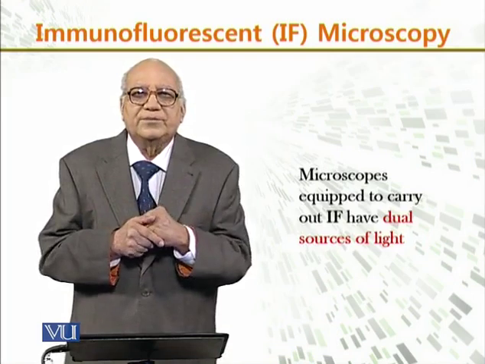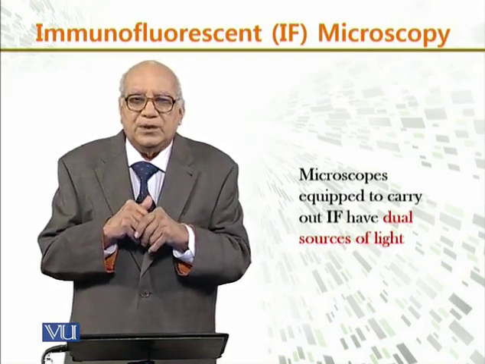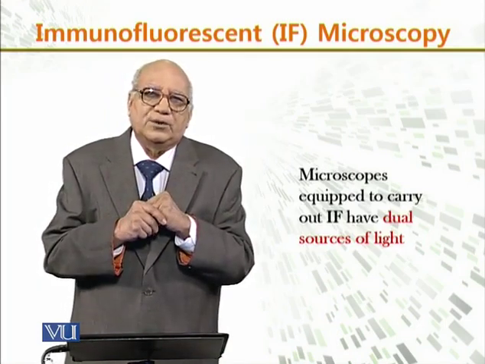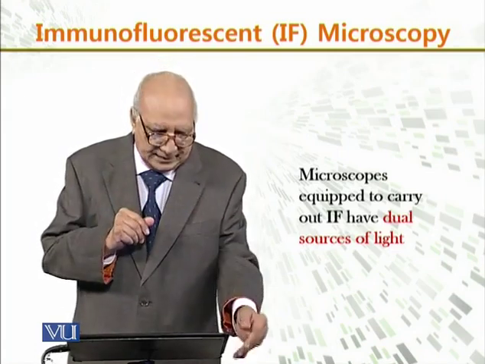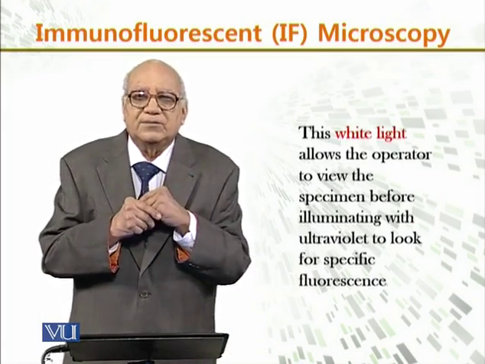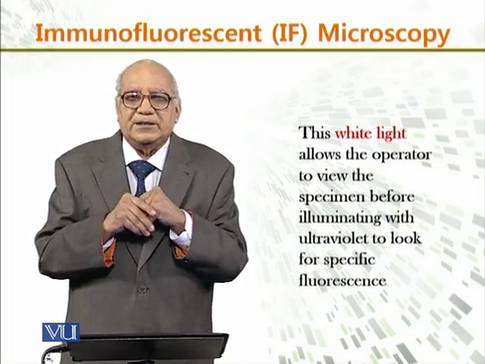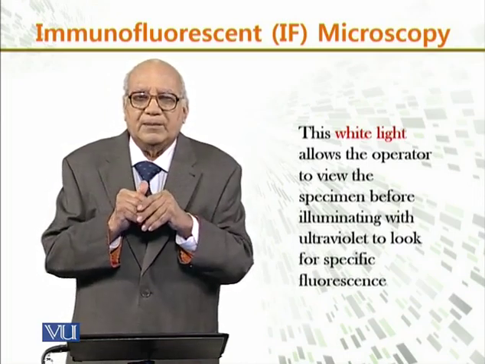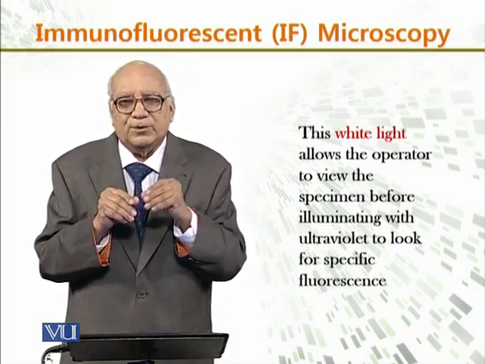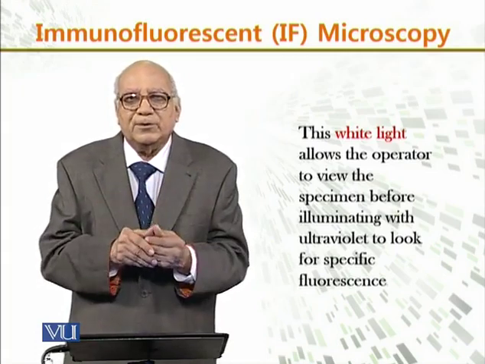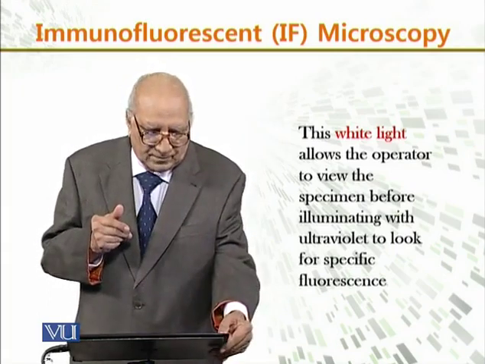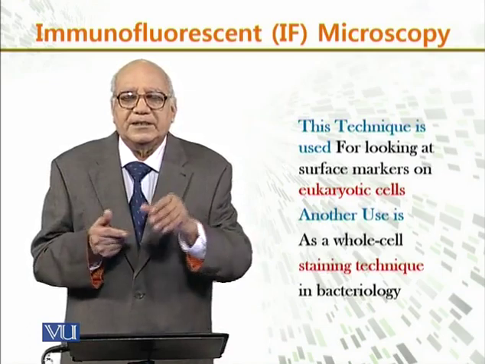Now, microscopes which are equipped to carry out IF have dual sources of light. This white light allows the operator to view the specimen before illuminating with ultraviolet to look for specific fluorescein, that is, whether it is red or green. So with the white light, first it is used.